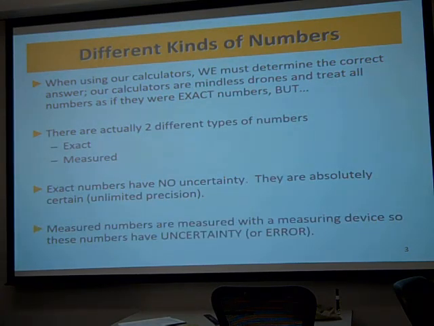So exact numbers have no uncertainty, perfectly certain, and measured numbers have an uncertain digit. They have uncertainty or error.